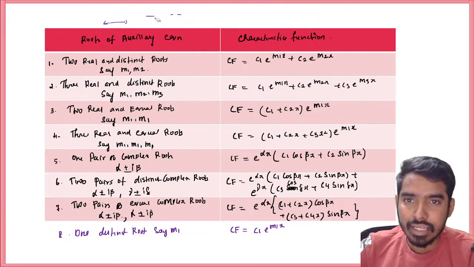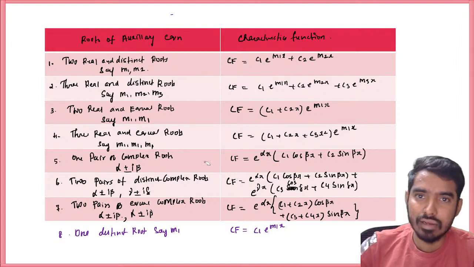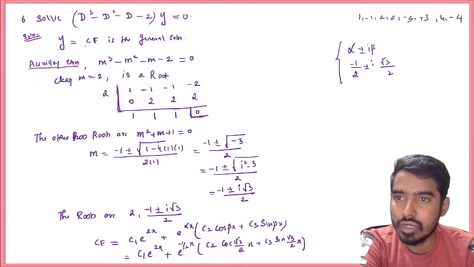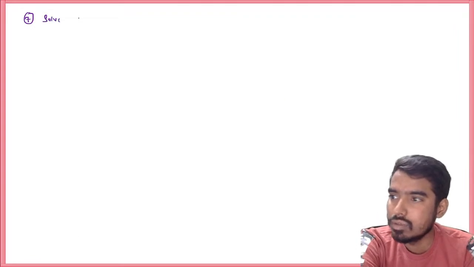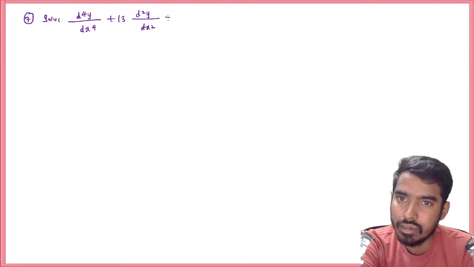So depending upon the nature of roots, you have to choose the complementary function from this table, right? Okay. We'll move on to the 7th problem. Solve d power 4 y by dx power 4 plus 13 times d square y by dx square.